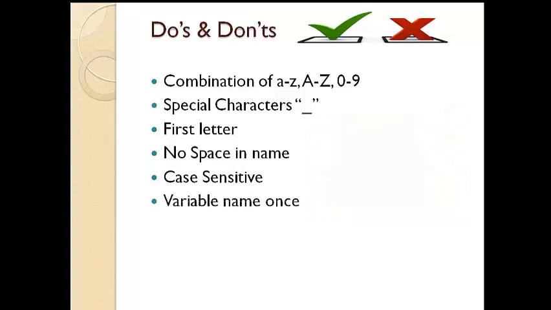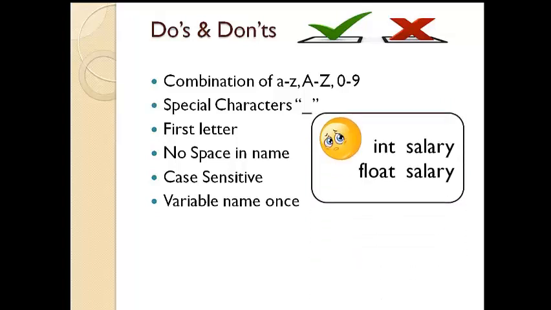You cannot assign the same variable name more than once. Here I have declared a variable salary. Salary can be declared either as an integer or as a float, but you cannot assign 2 different data types to a single variable name. It is not accepted.